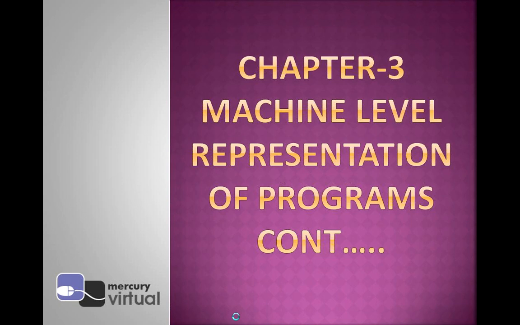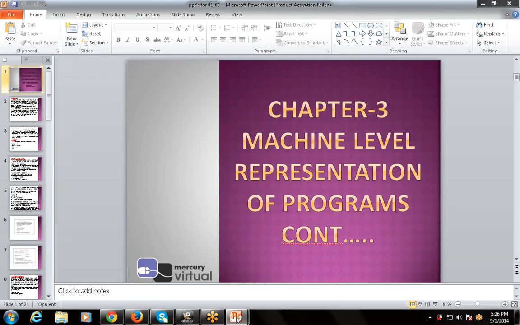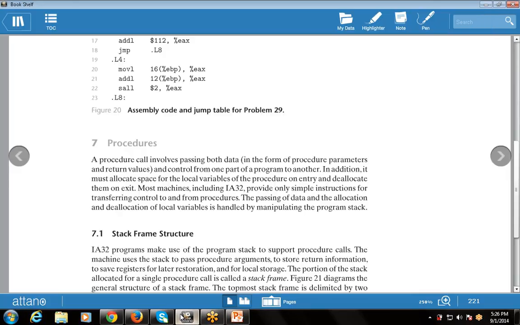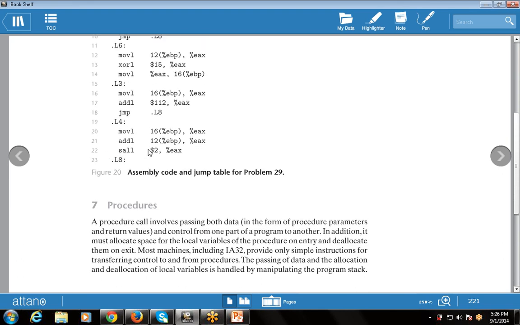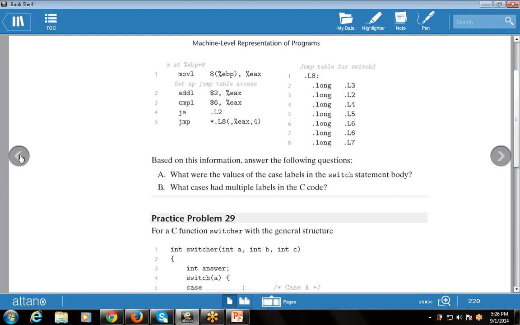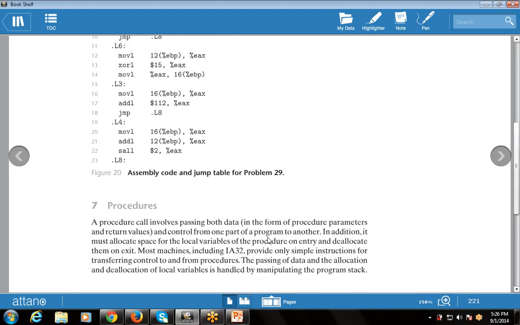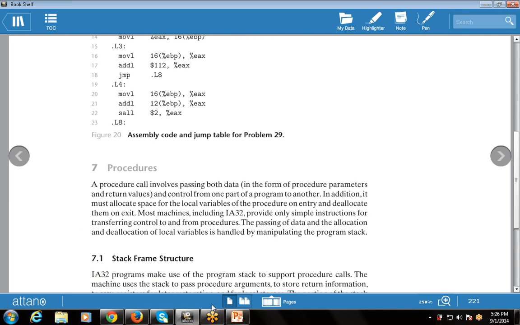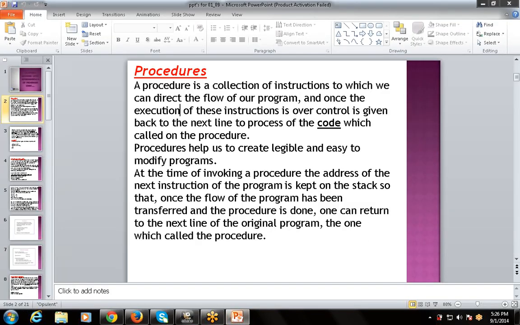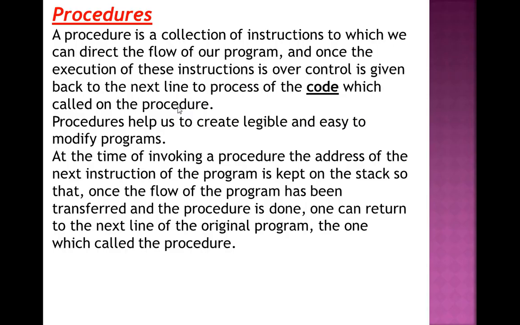Chapter number 3 continues, that is machine level representation of programs. So I'm going to start with the topic procedures. This is your book. Up to topic 6, I have covered conditional jumping and unconditional jumping. Today I'm going to start with topic number 7, that is procedures. So let's start with the procedures.